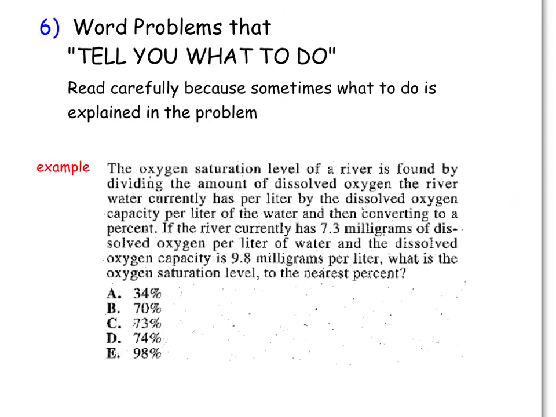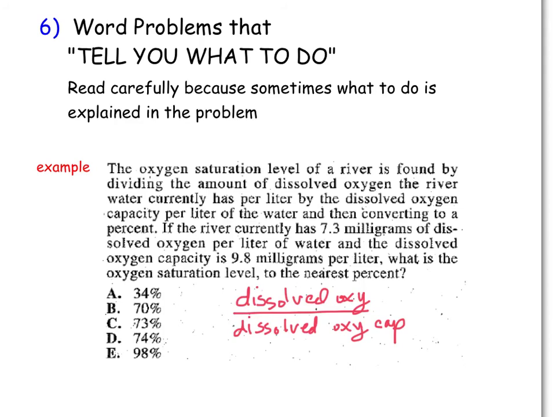So looking at this one, it says the oxygen saturation level of a river is found by dividing the amount of dissolved oxygen. So I'm going to write this down. I'm going to divide the amount of dissolved oxygen by the oxygen the river water currently has per liter, and a bunch of extra words in there, by the dissolved oxygen capacity. So the dissolved oxygen divided by the dissolved oxygen capacity. So what you see here is you've got the dissolved oxygen that the river has divided by the dissolved oxygen capacity, which is how you find the oxygen saturation level. Okay, so this problem told you exactly what to do in the first few lines. It's very weird and complex and all convoluted with all those extra words, but it's literally telling you what to do if you just take your time and read carefully.